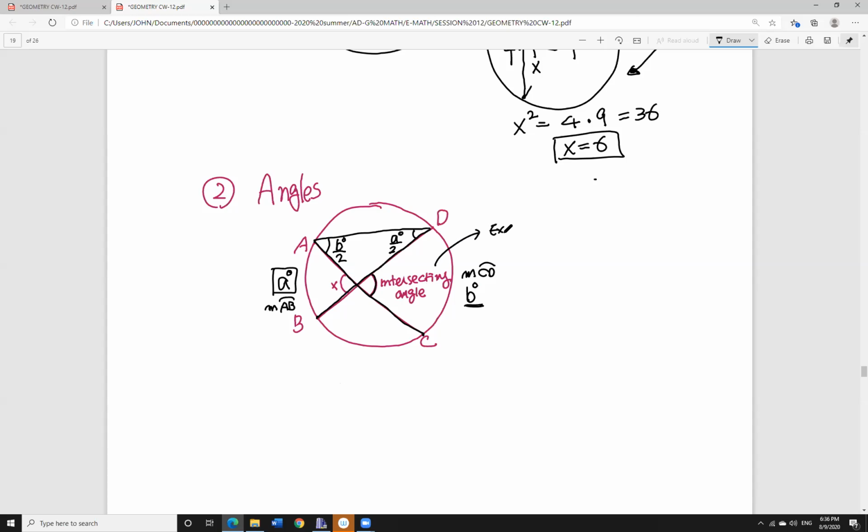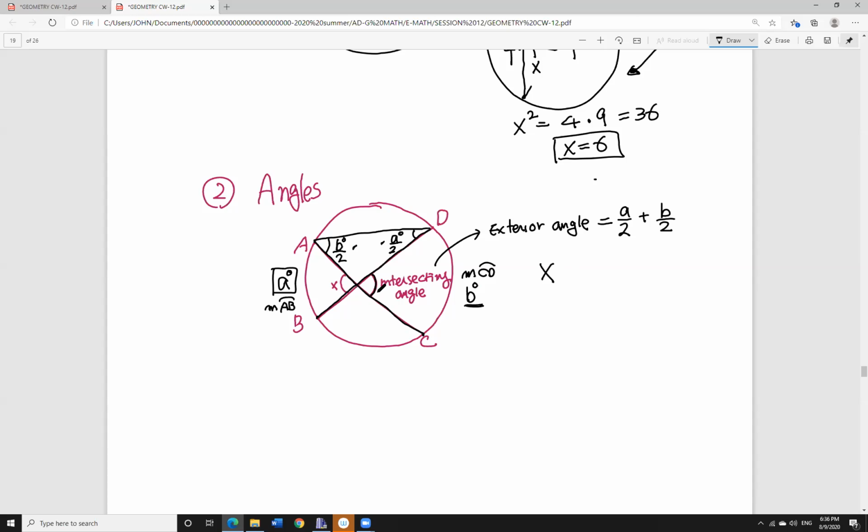Exterior angle. You know this intersecting angle is actually an exterior angle. How can you find the exterior angle? Sum of the two remote angles. This one and this one are the remote angles. B over 2 plus, I'm going to use A over 2 first, okay? That looks easy. A over 2 plus B over 2. That is the intersecting angle.